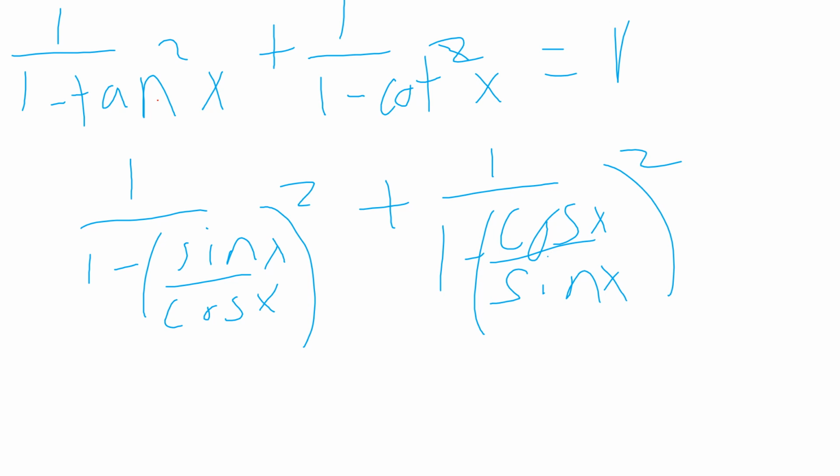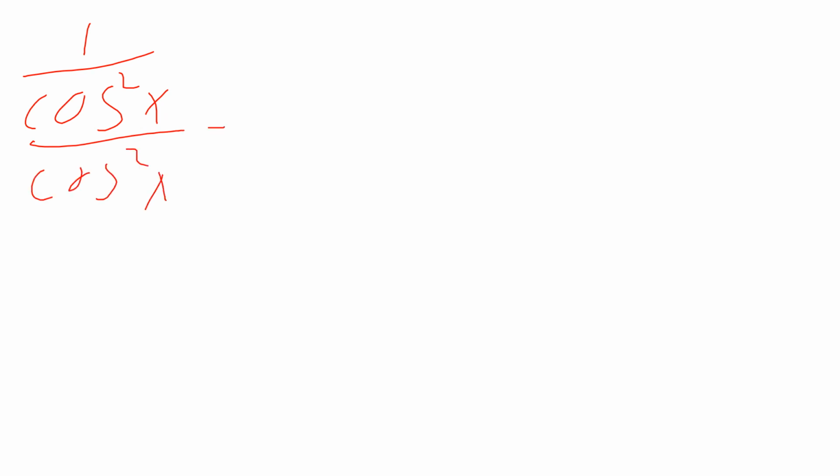And now you take your common denominators, so that's cosine and sine. So you take those least common denominators and you'll end up with 1 over cosine squared x over cosine squared x minus, on the bottom still, sine squared x over cosine squared x.